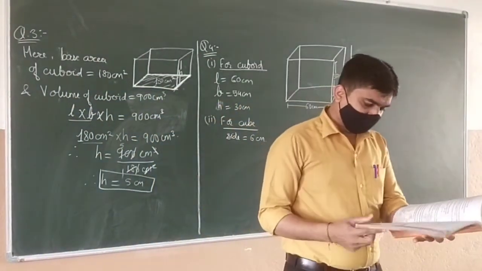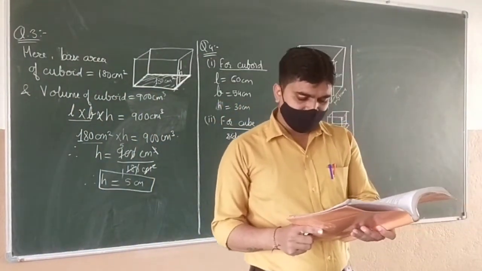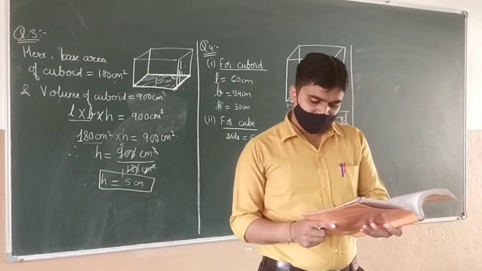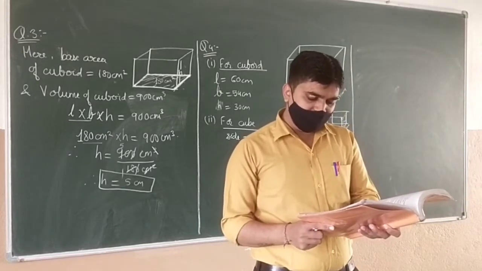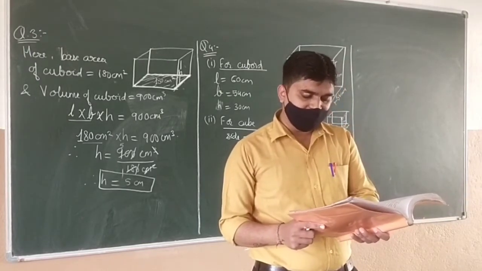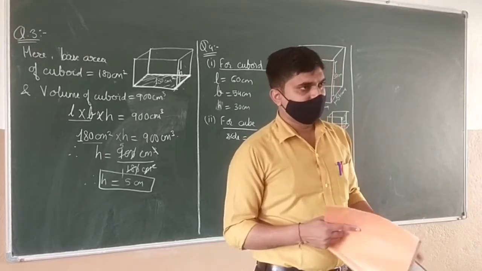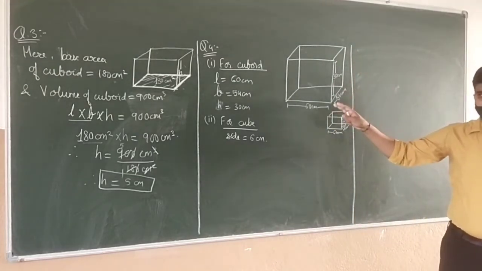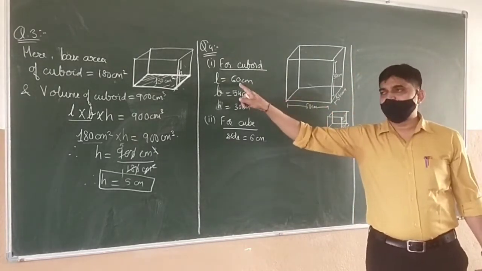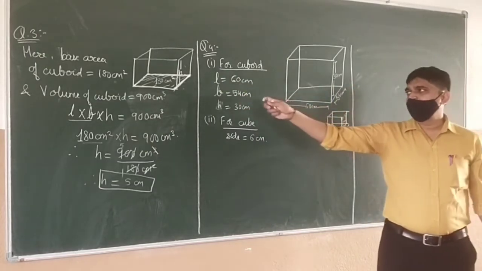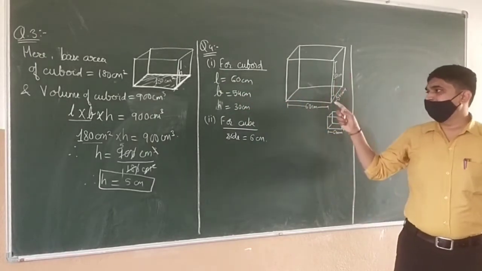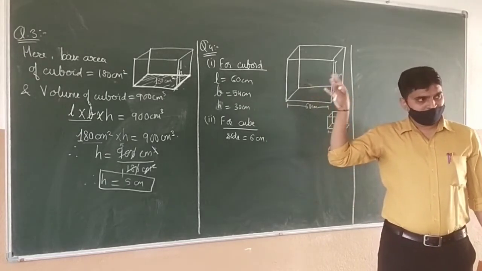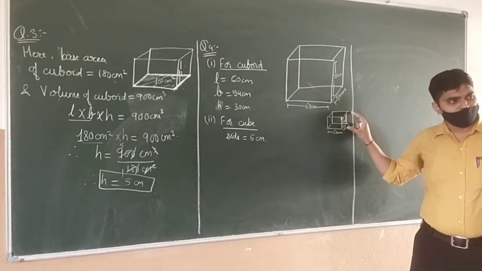Question number 4. A cuboid is of dimension 60 centimeter into 54 centimeter into 30 centimeter. How many small cubes with the side 6 centimeter can be placed in the given cuboid? One cuboid is given to you. Length is 60 centimeter, breadth is 54 centimeter, and height is 30 centimeter. In this cuboidal box, you are supposed to place these small cubes.